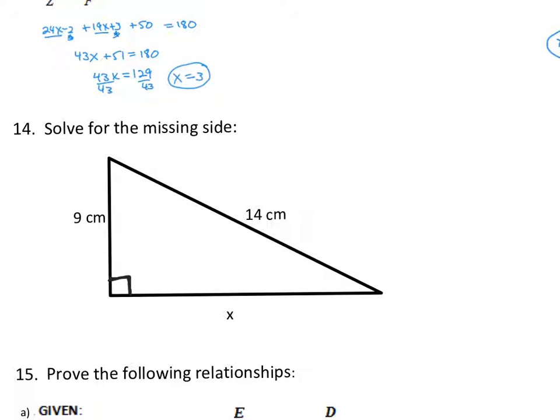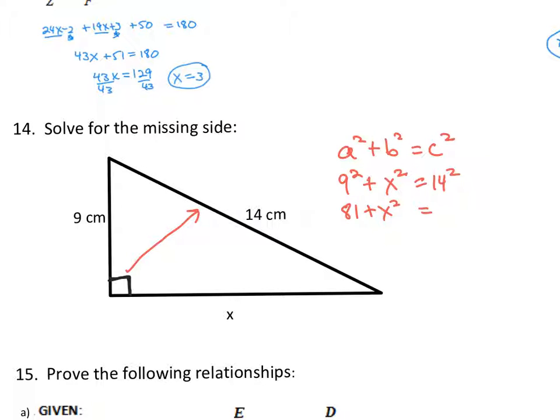In this problem, we could find the missing side by using Pythagorean theorem, a squared plus b squared equals c squared. So we're going to have 9 squared plus x squared, those are the two legs, and that's going to equal the hypotenuse squared, which is going to be 14 squared. So that's going to be 81 plus x squared equals 196. So taking away 81 from both sides, we're going to get x squared equals 115. So square rooting both sides, x equals the square root of 115.